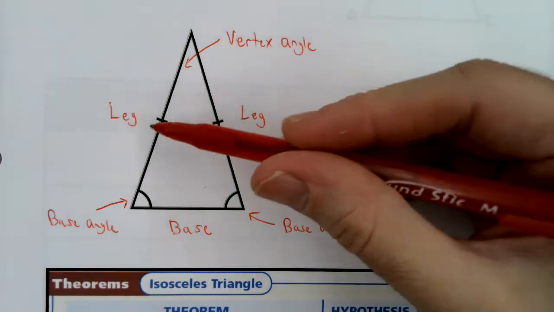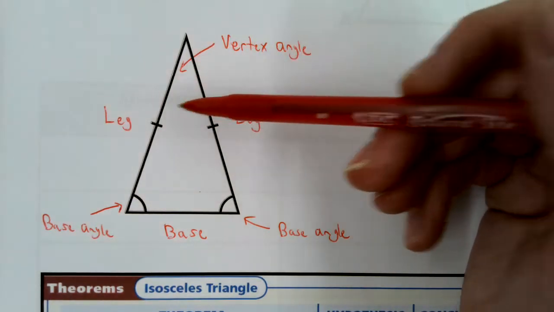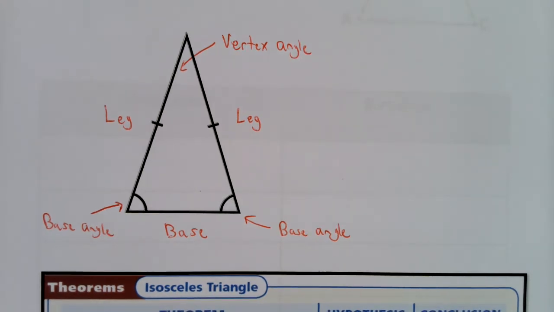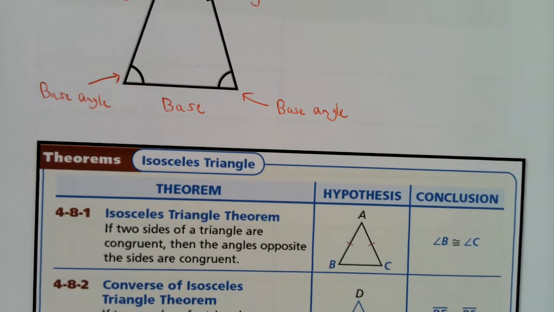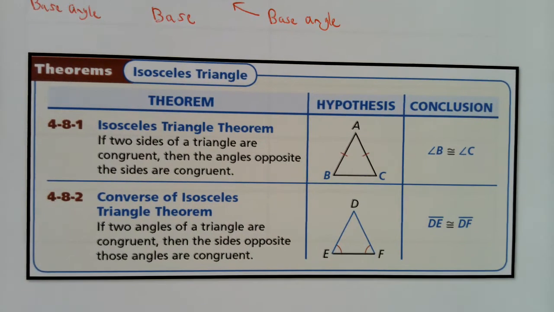Okay, so the two congruent sides are called the legs. The other side is called the base. The angle formed, or the included angle between the two legs, is called the vertex angle, and the other two angles are called base angles. Now, there's two major theorems you have to know, okay? There's the isosceles triangle theorem, and there's the converse of the isosceles triangle theorem, okay? So remember, the converse is when you switch around the hypothesis and the conclusion, okay?